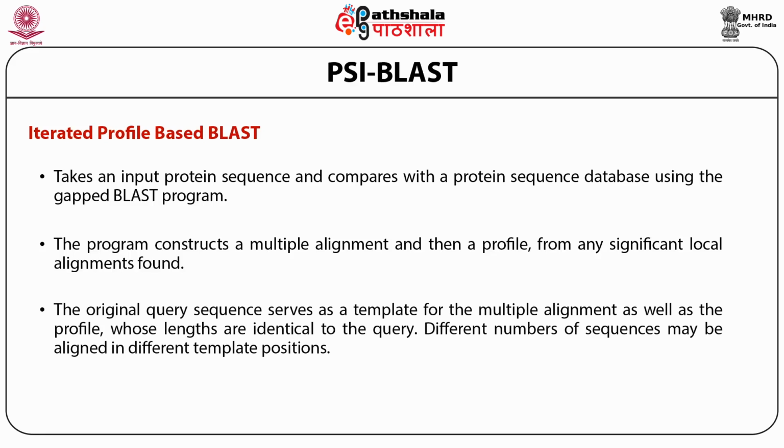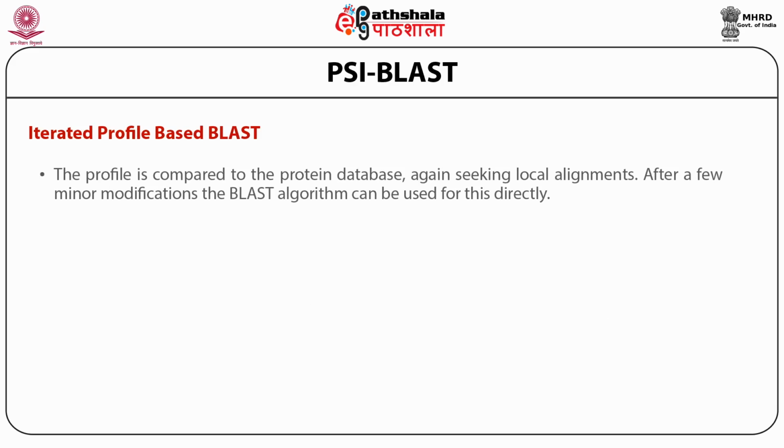So the original query sequence serves as a template for the multiple alignment as well as the profile, whose lengths are now identical to the query. So you make the profile out of the local alignments which are returned by BLAST. Having made that particular profile, you can then use it to search the protein database seeking new local alignments. Now, doing all this, it turns out that you don't need to change the original BLAST algorithm very much. Small changes, tweaks here and there, and it does it.